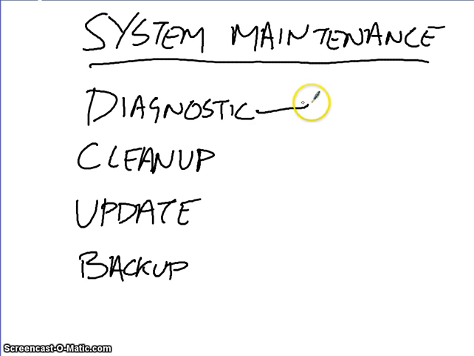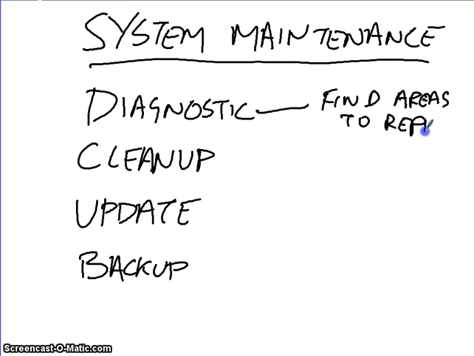Diagnostic software is used to repair or find areas to repair on my hard drive. We've got to be clear on that: it's to find areas to repair. So sometimes your hard drive may be damaged, and that way we find the areas to repair, so that we can get some of the data back. If you ever have a pen drive that crashes, you can get diagnostic software that will find the errors in your pen drive and try and repair it so that you don't lose all your data.